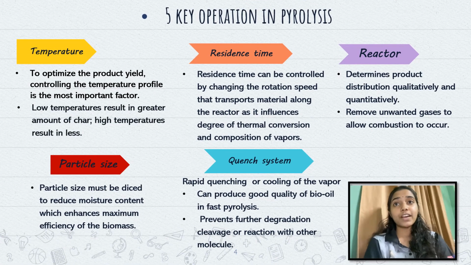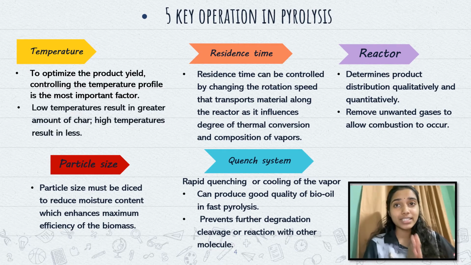Moving on to the 5 important key operations in pyrolysis. The first one would be temperature. To optimize the product yield, controlling the temperature profile is one of the most important factors in pyrolysis. Low temperature results in greater amount of char, and high temperature results in less amount of char.